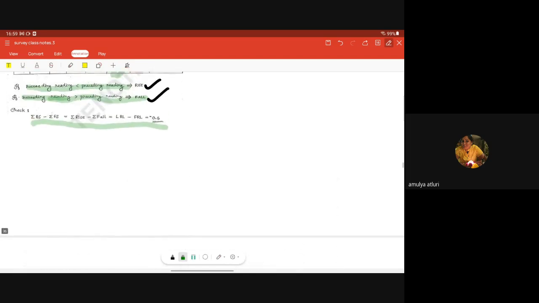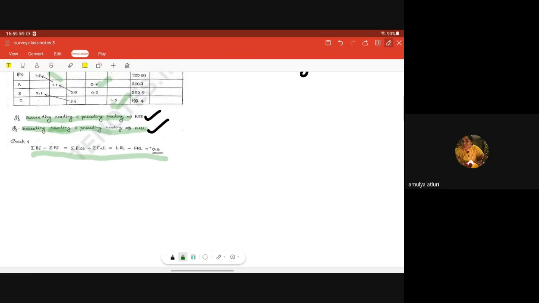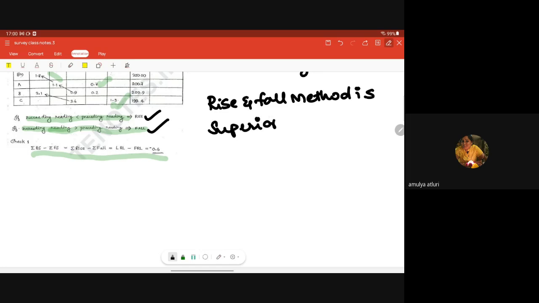The rise and fall method is superior to the height of instrument method, as it can be verified. Rise and fall method is generally used for small areas.